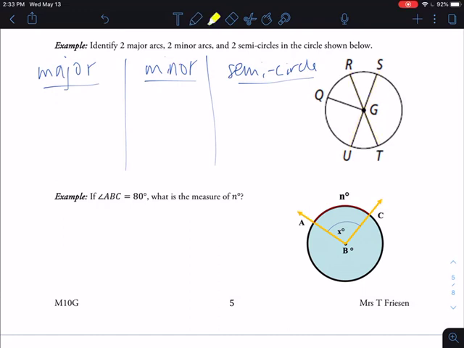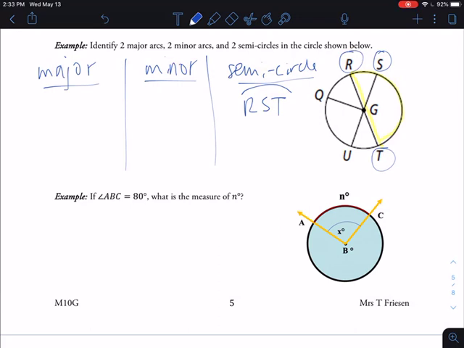Now, let's do the semicircles first because we're already talking about them. Since this is a line that cuts the circle in half, that's a diameter, then that means this is a semicircle and this is a semicircle. And so I'm going to choose that first semicircle as my first answer. So I'm going from R to S to T. In order that they're going around the circle, I can write them. So arc RST, that's a semicircle.